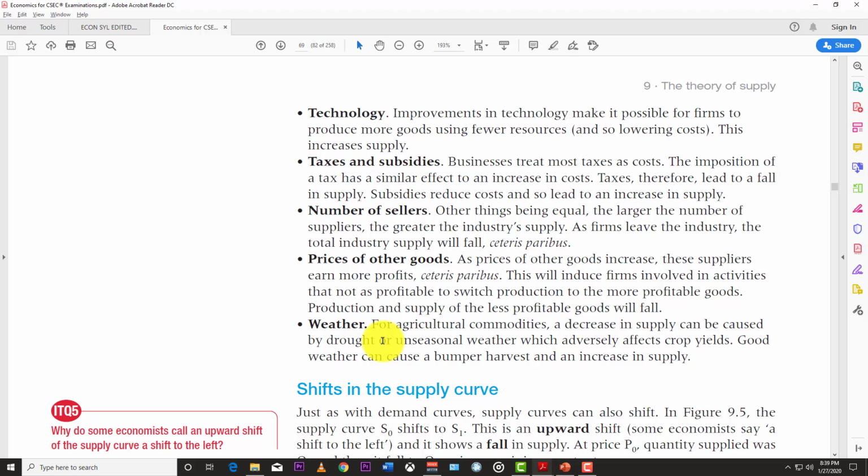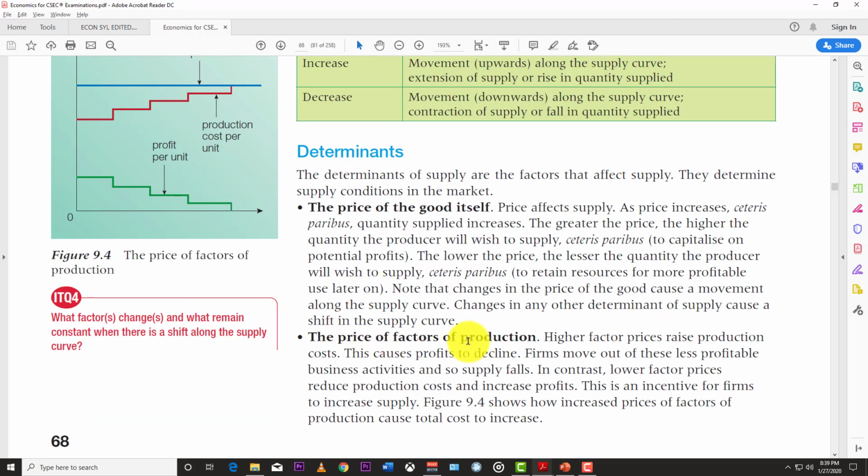Next determinant, we have the price of factors of production, as we said earlier. That's the same thing as input prices. Factors of production: land, labor, capital, entrepreneurship. If the cost of labor goes up, you're going to supply less because you have to pay more money now. If the cost of capital goes up, you supply less because it's more expensive. But if the cost of any factor of production goes down, that's positive. If production cost goes down, you are going to supply more.